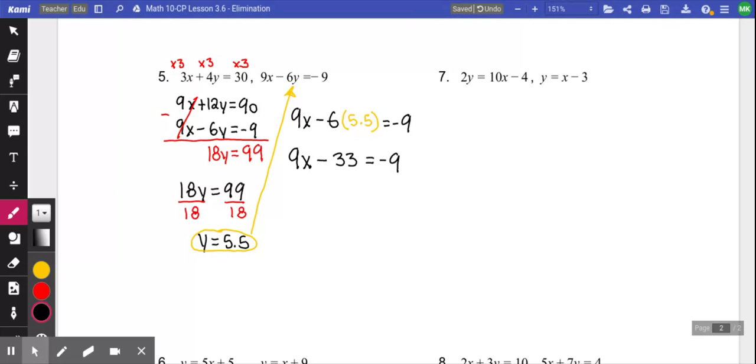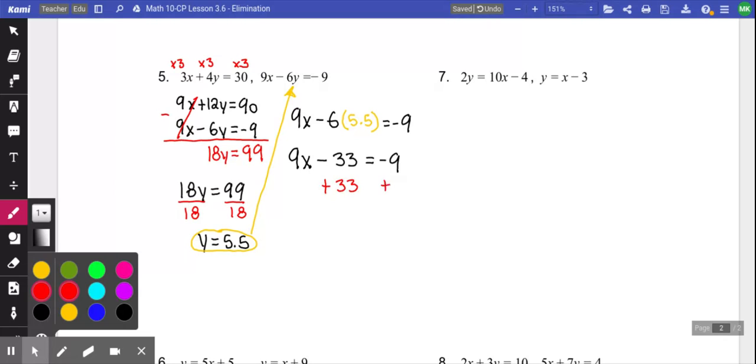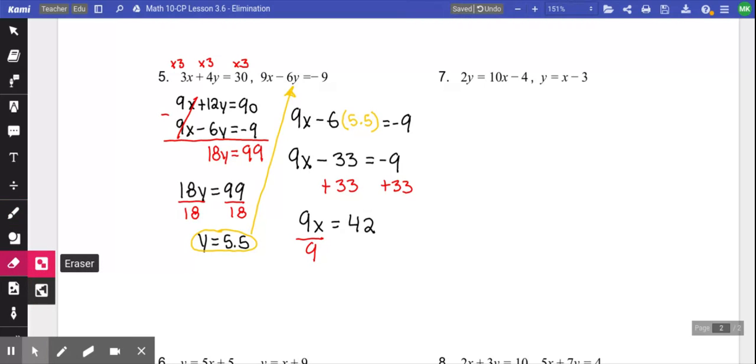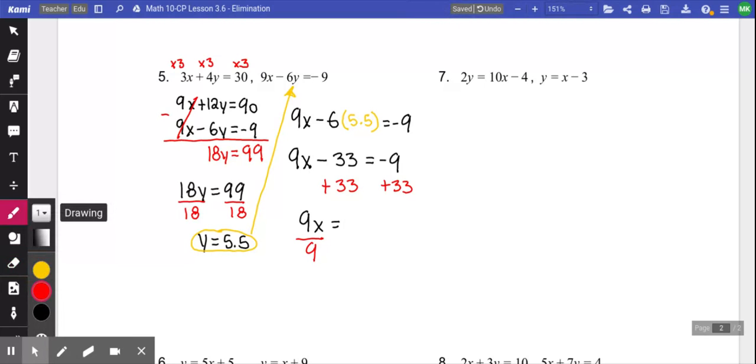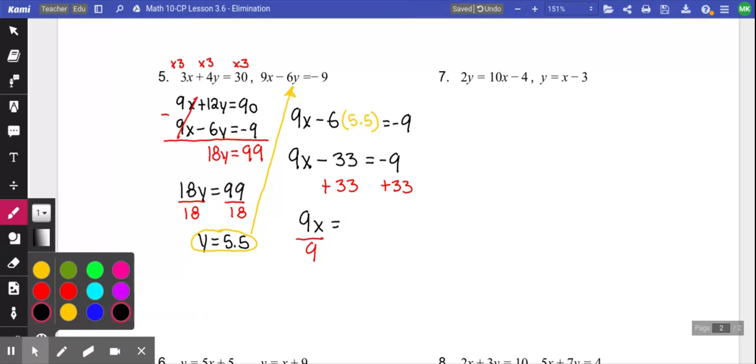I now can solve for x. I'm going to move the 33 over by adding 33 to both sides. I have 9x equals 24. I then divide both sides by 9. Oh, sorry, -9, yeah, that would be 24. It's very different. Good save.